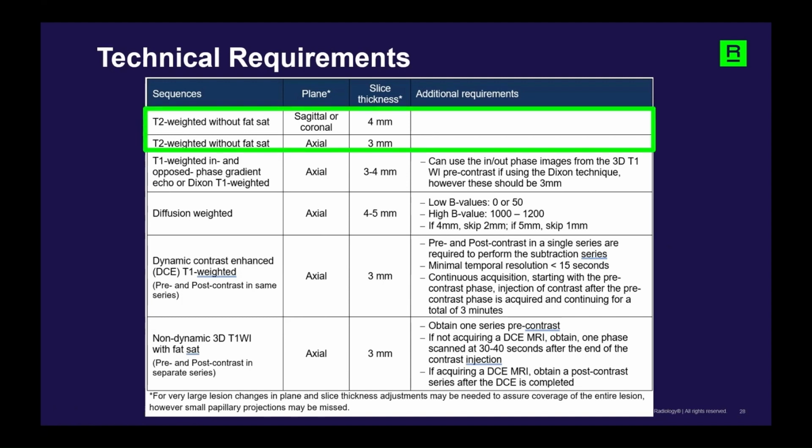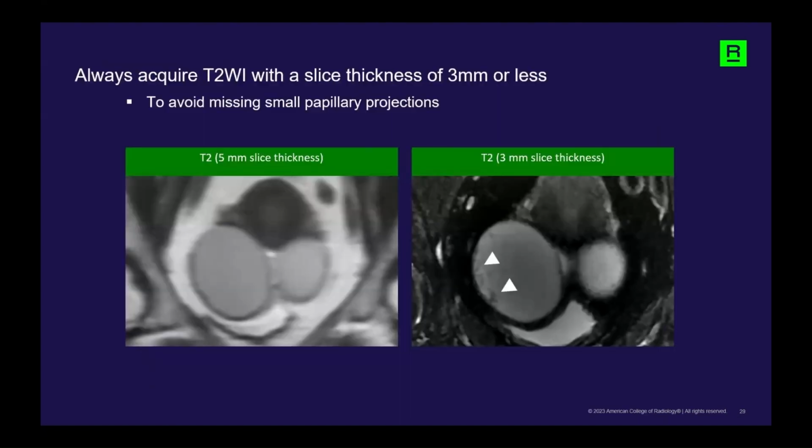So T2 weighted images should be attained in at least 2 orthogonal planes, one of which should be a true axial. Field of view is going to depend on the size of the lesion, but at a minimum should go from femoral head to femoral head, include the entirety of the female pelvic organs, as well as the entirety of the lesion. Extended field of view may be necessary for larger lesions. Slice thickness of 3 millimeters is recommended for axial T2 weighted imaging. And really, this is to avoid missing any small papillary projections or nodules. This is an older case, but nicely highlights how papillary projections can be obscured if 5 millimeter slices are utilized.